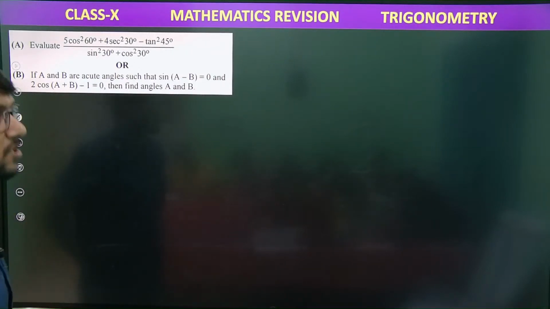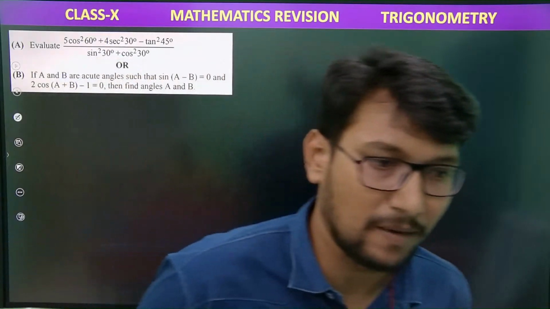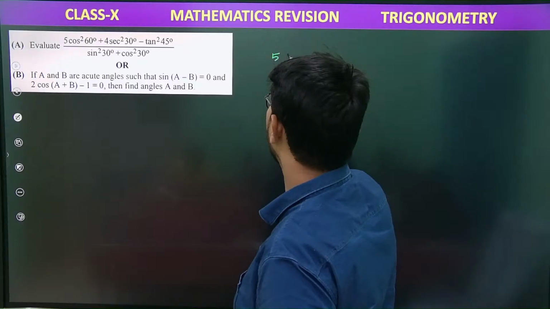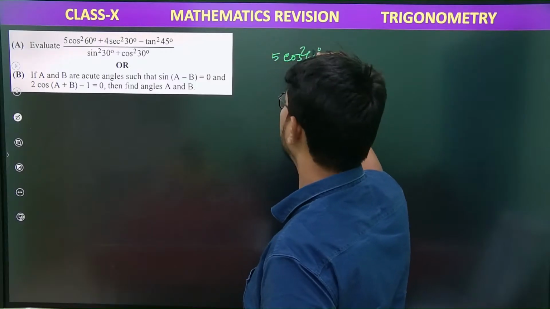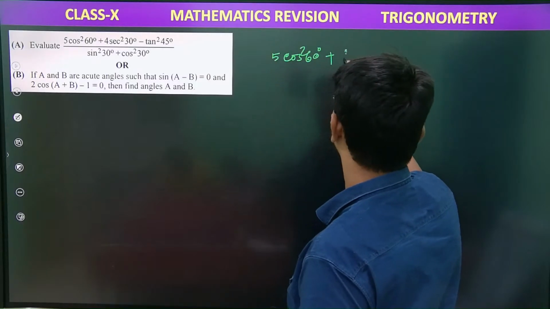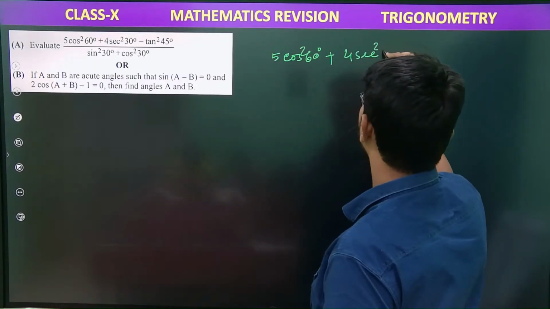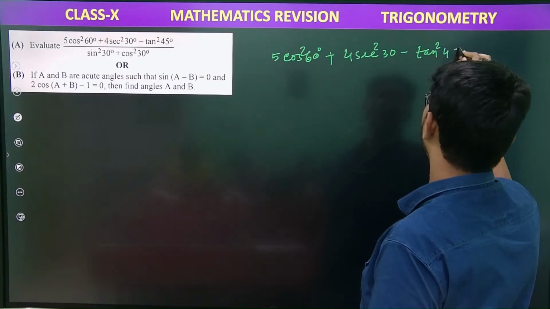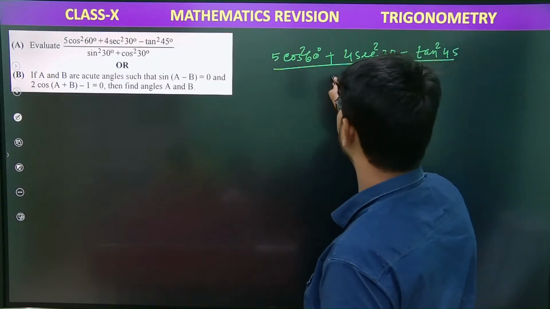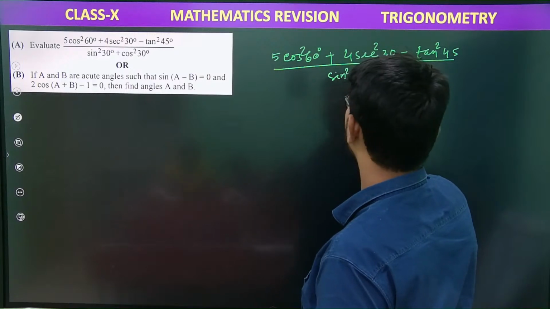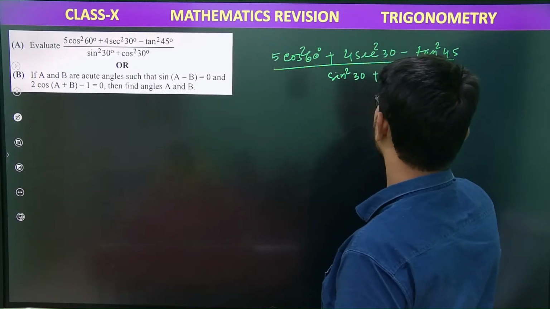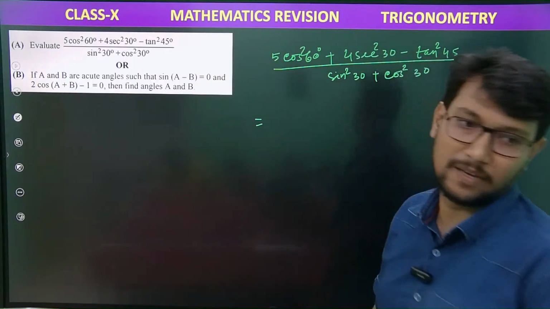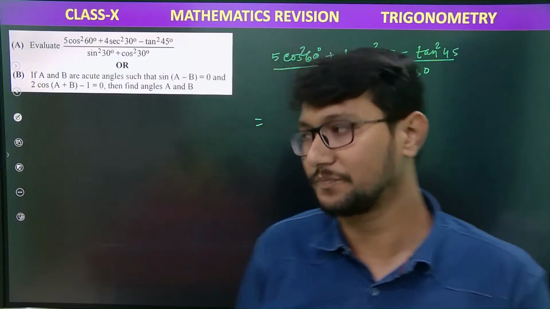Right, same value. What is cos square 60? Cos square 60 is 1 by 2. Chalo, write it down first, quickly. 5 cos square 60 plus 4 sec square 30 minus tan square 45, divided by sin square 30 plus cos square 30. Put the values. Okay, children? What is the value of cos square 60? Say it, everyone.